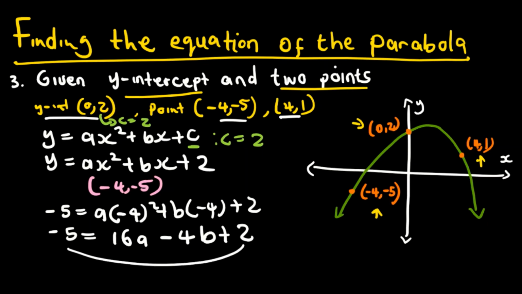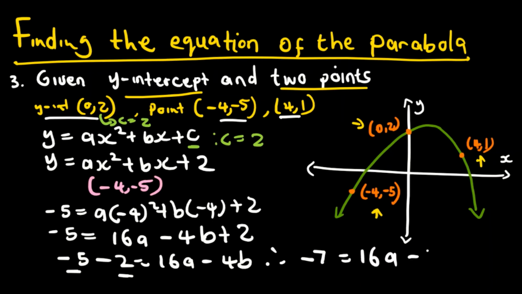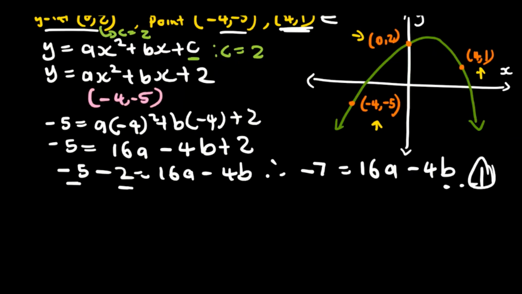You're going to transpose the 2 to the other side of the equation. Then you're going to get minus 5 minus 2 is equal to 16a minus 4b. So minus 5 and minus 2 give you minus 7. Minus 7 is equal to 16a minus 4b. This is going to be your equation 1, right? Then you're going to do the same thing, but using this point here of 4 and 1. So now we are going to use the point of 4 and 1 to also identify another equation, right?